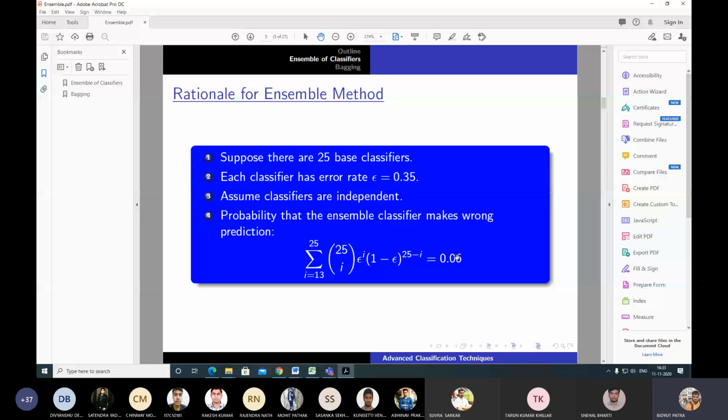Sir. Yes. Sir, are each of the classifiers taking the entire data or just a sampled fraction of the original data set?